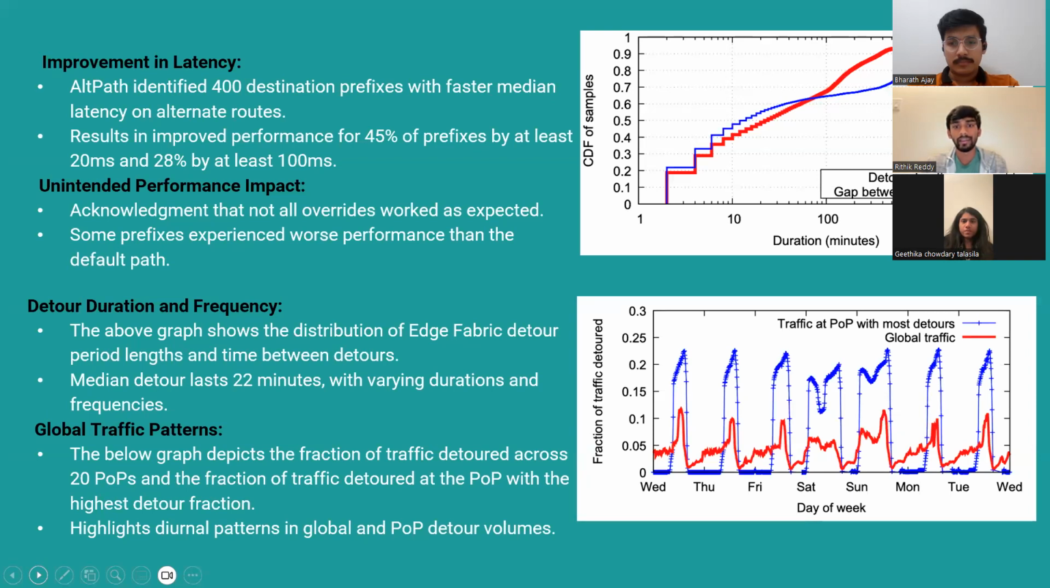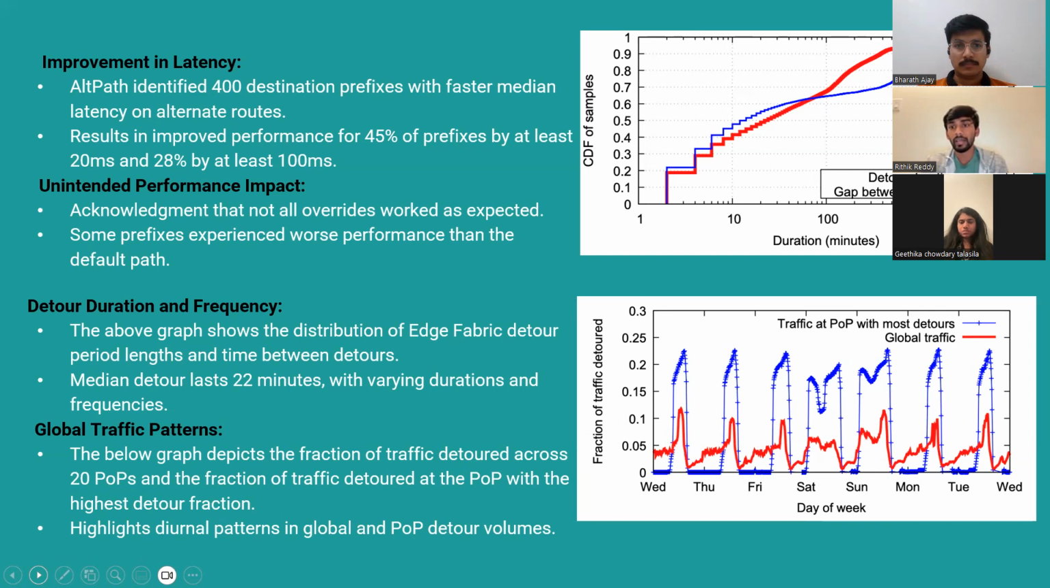Next, this is improvement in latency. AltPath identified 400 destination prefixes with faster median latencies on alternate routes, resulting in improved performance for 45% of prefixes by at least 20 ms and 28% by at least 100 ms.